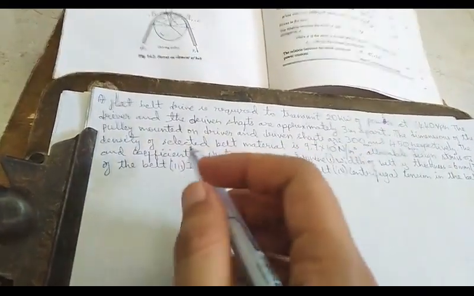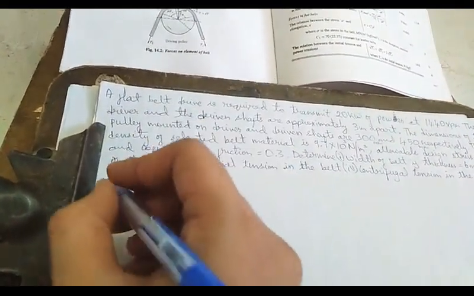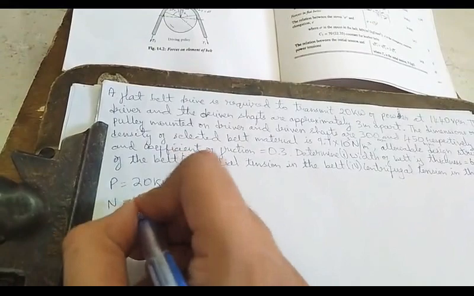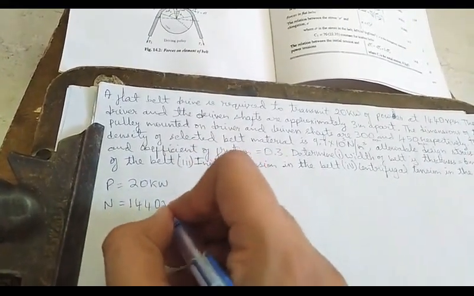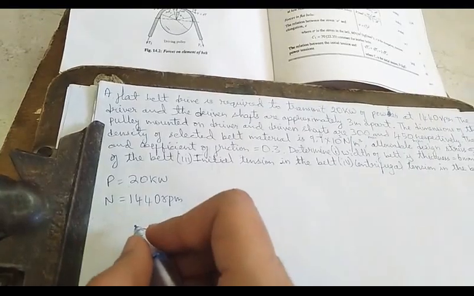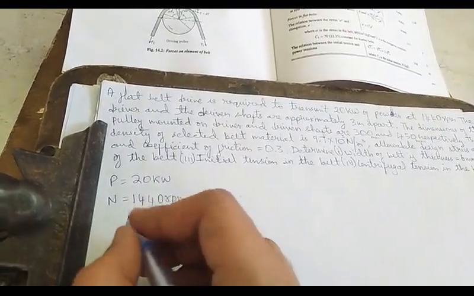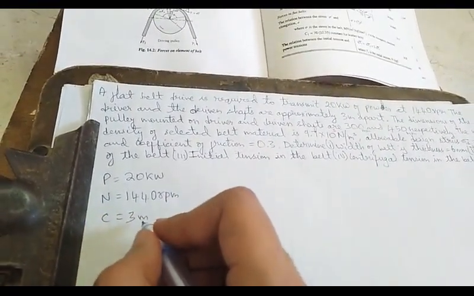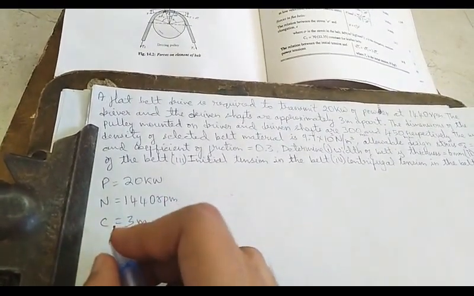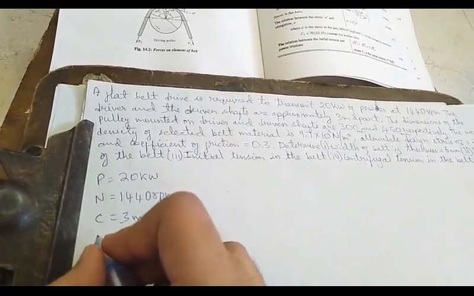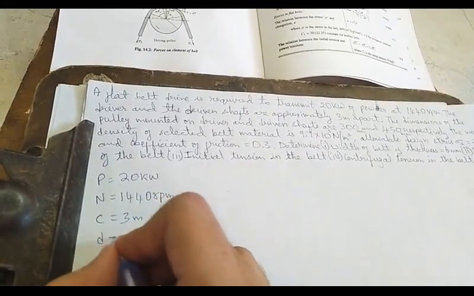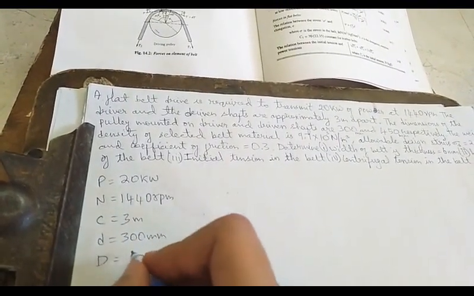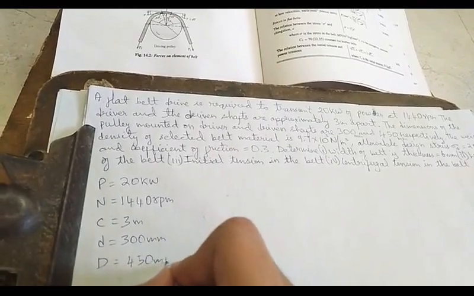So they have given data, we shall write the data. The belt given is flat belt. So the power to be transmitted is 20 kilowatt. Speed is 1440 rpm. The driver and driven shafts are approximately 3 meter apart. So the center distance capital C is equal to 3 meter. The dimensions of the pulley mounted on driver and driven shaft are, so driver small d 300 mm and capital D 450 mm.